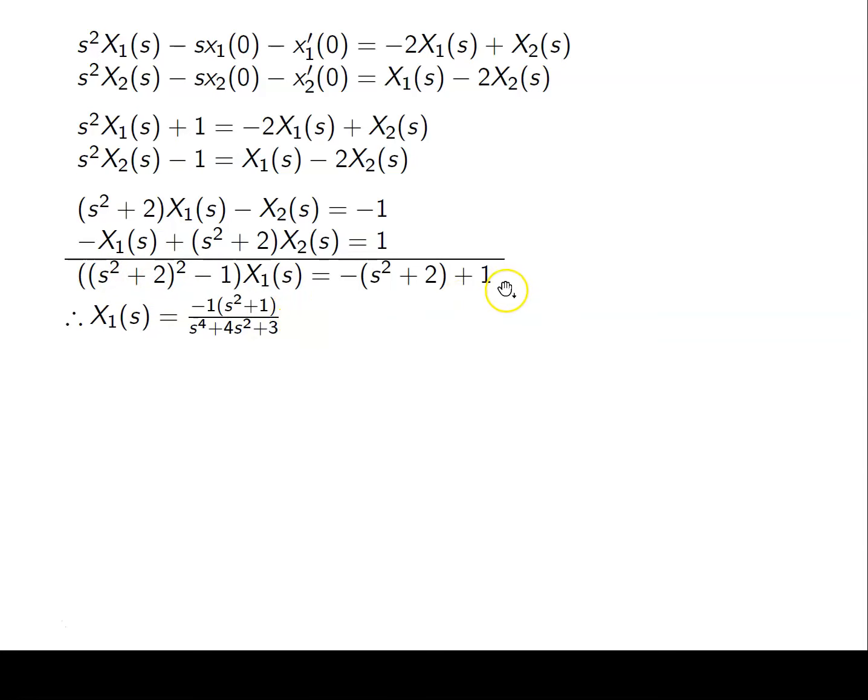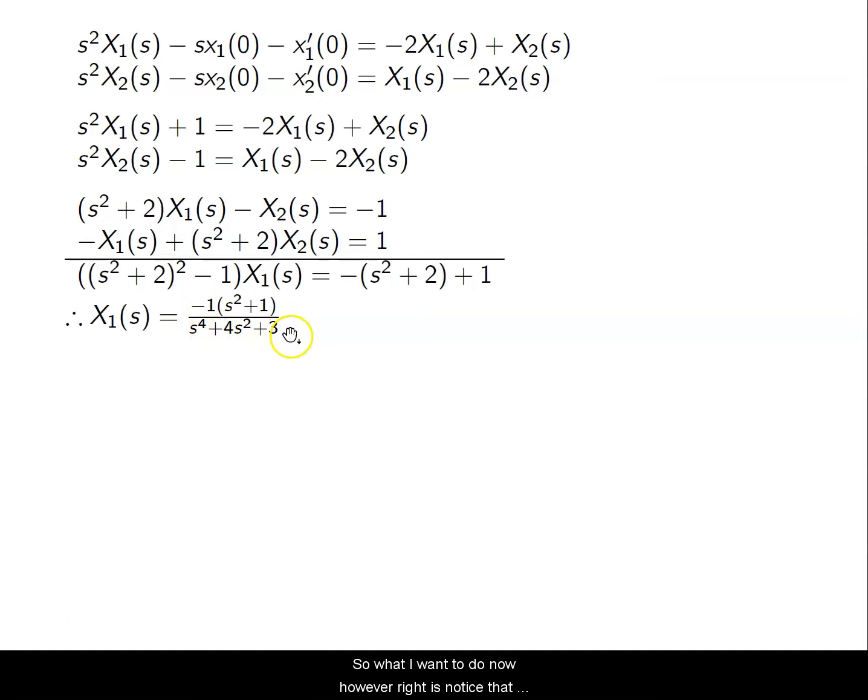Okay. And I have the following. What I did here was just distribute this. So you get the negative s squared minus 2 plus 1, which gives you negative s squared minus 1. So I just pulled that out and then I expanded this, right? So you get s to the 4th plus 4s squared plus 4 minus the 1 gives you this value on the bottom. And here you can see I just keep the negative 1 on the side. I don't actually know why I did that. It should just be negative s squared plus 1, but whatever.